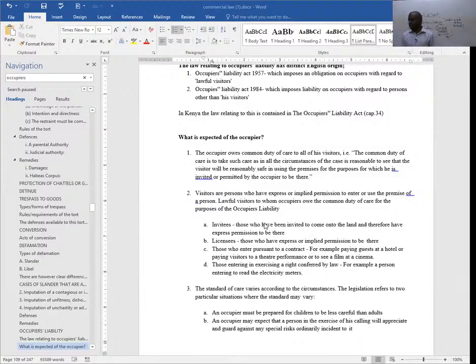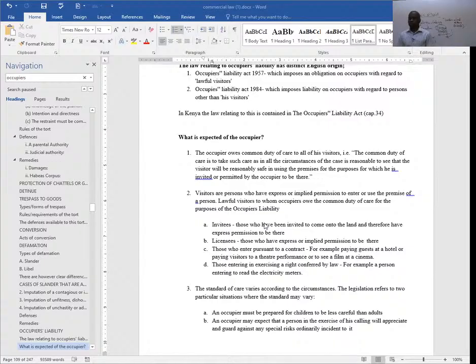The common duty of care is to take such care as is, in all the circumstances of the case, reasonable to see that the visitor will be reasonably safe in using the premises. Number 2, visitors are persons who have express or implied permission to enter or use the premise of a person. Those are ones who have been licensed or allowed under the law.